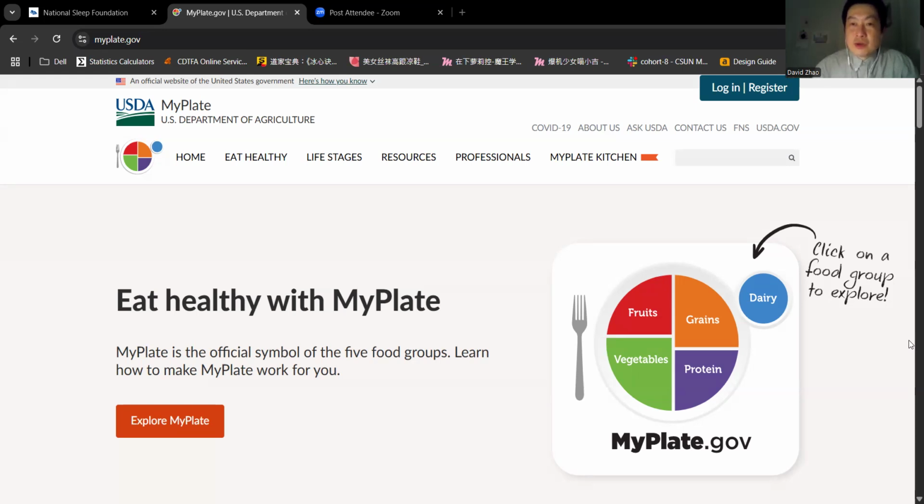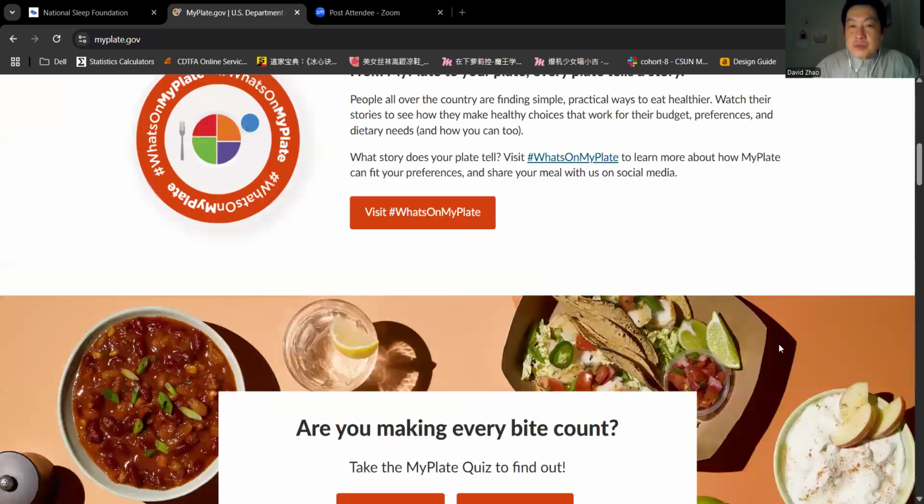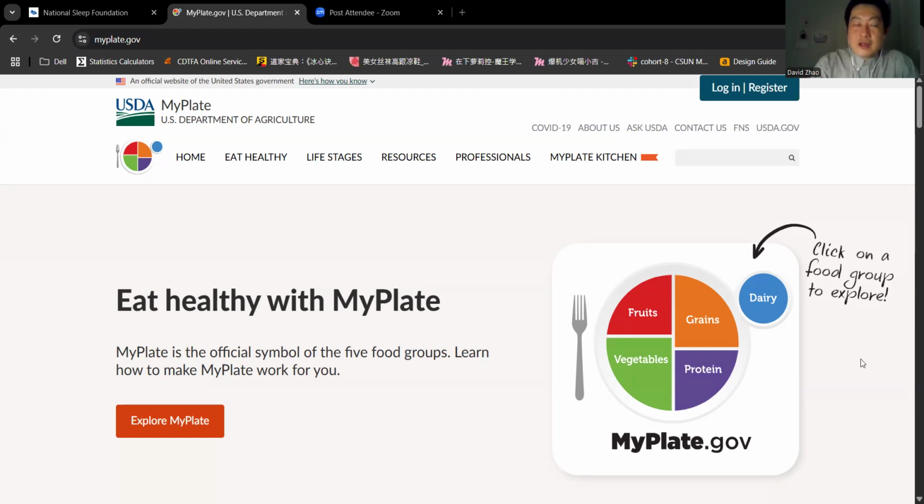And of course, you can scroll down, and there's other useful information. We would be having another education session just mainly on food choices, etc. So for now, if you're interested in what to consume and how to properly consume each type or category, you can click on the individual icons, such as fruits, vegetables, grains, protein, and then learn more about them.